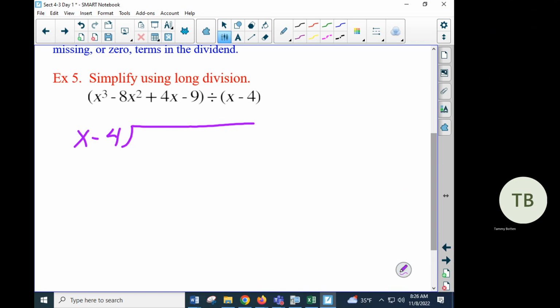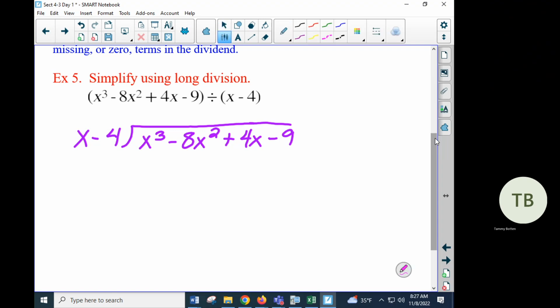But let's say they didn't have an x squared term. You would have to put in 0x squared for that term. Any term or power of that variable that's missing, you have to put a 0 in. But for us, we're just going to write it because nothing's missing. So we'd go minus 8x squared plus 4x minus 9. Okay.